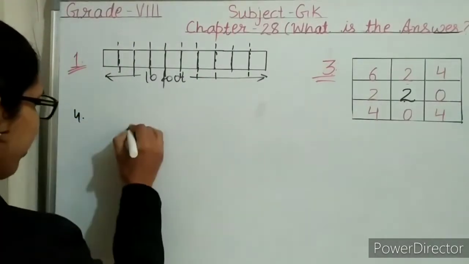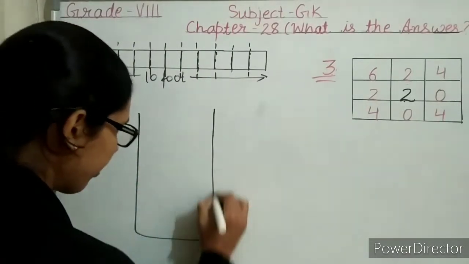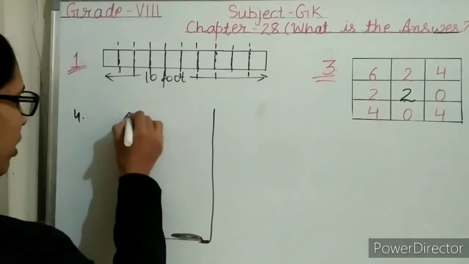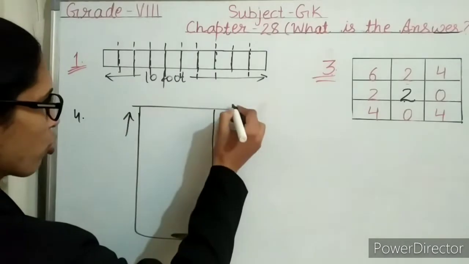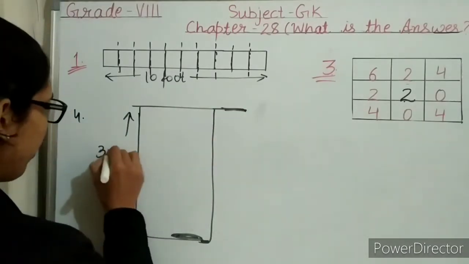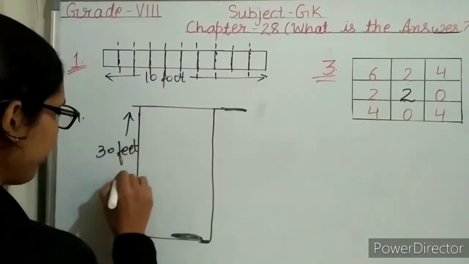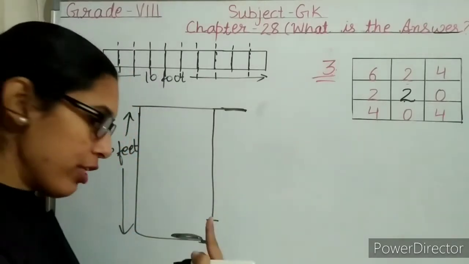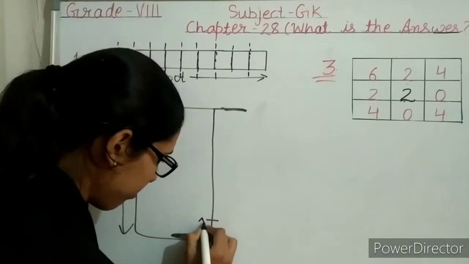Let's draw roughly a well here. There is one snail at the bottom. How much is the depth? He wants to come to the top. It is 30 feet deep. Every day he is crawling up 3 feet.